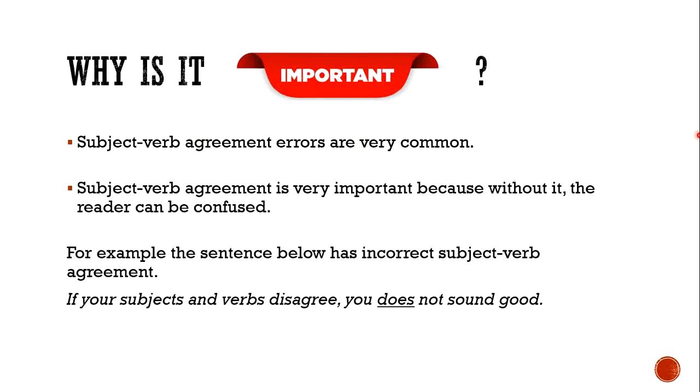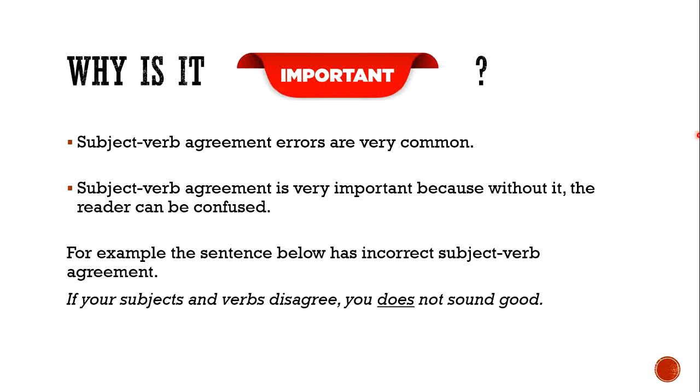Why is it important to talk about subject-verb agreement? We will know about it, we will think about it. Subject-verb agreement errors are very common. No one wants to make a mistake. It is very important in this regard that if we learn it properly, there is a chance that we make fewer mistakes.